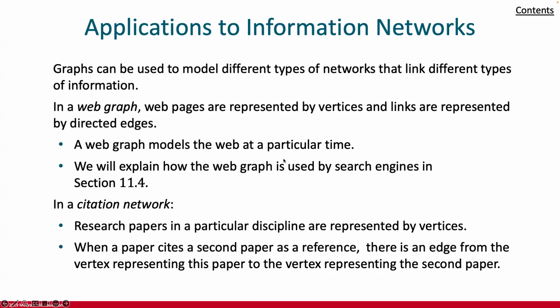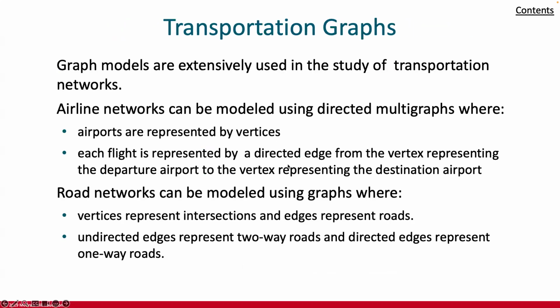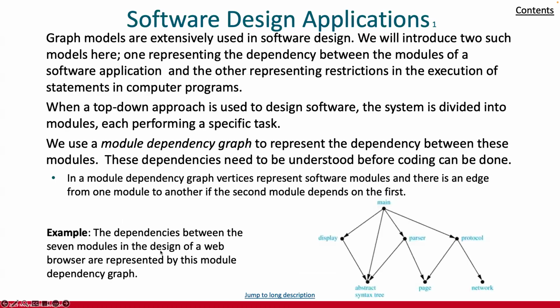So I'm skipping over some of the details here, but just trying to give you a broad idea of the applicability here. In terms of transportation, graphs are used extensively to study transportation networks. An airline network can be modeled using directed multigraphs, where airports are represented by vertices and each flight is represented by a directed edge. Road networks can be modeled using a graph where vertices represent the intersections and edges represent the roads. Undirected edges represent two-way roads, and a directed edge represents one-way roads. So I'm sure if you've ever looked at a road map, this would be something fairly familiar to you.